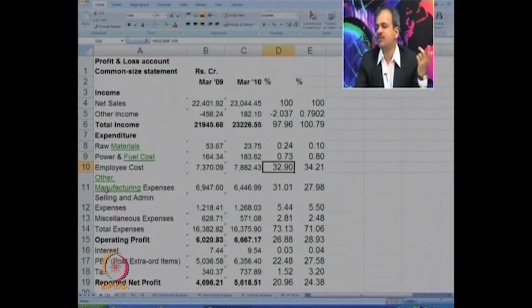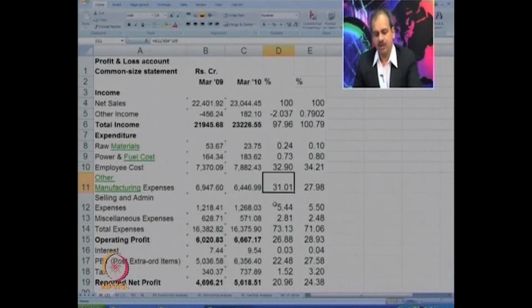So employee cost forms about 32% and another 30% are manufacturing costs. These are their main costs. The selling costs are only 5%. So this is the overall structure of the P&L account. Now let us go to various ratios.